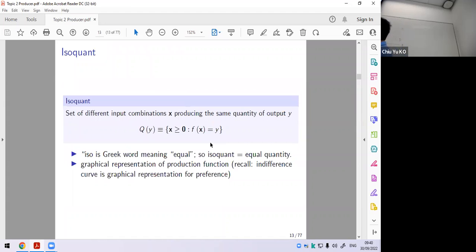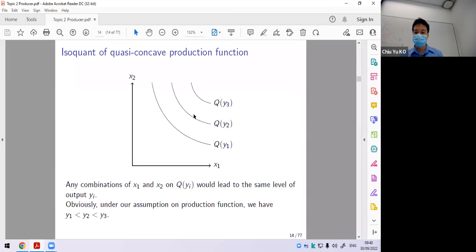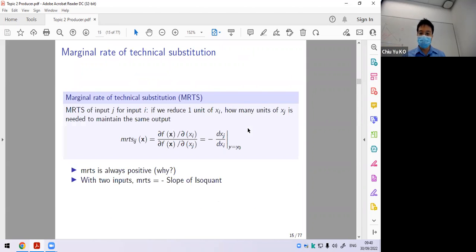And the isoquant is exactly the same as the indifference curve, the idea. Iso means equal, right? Quant is quantity, equal quantity. That's what it means. And because we assume F is monotone in inputs, that's why the isoquant is always downward sloping for most of our purposes, right? So that's the line you have here. And the next thing is MRTS, but this is the same thing as MRS, right? It says that if you change one input, how much of the other input you need to keep the same output. So basically this is the slope of the isoquant.